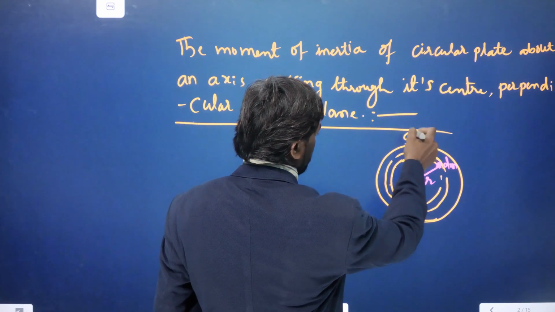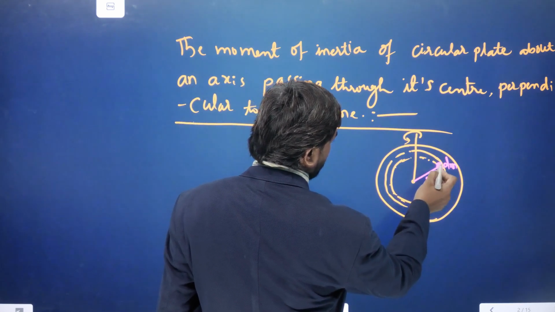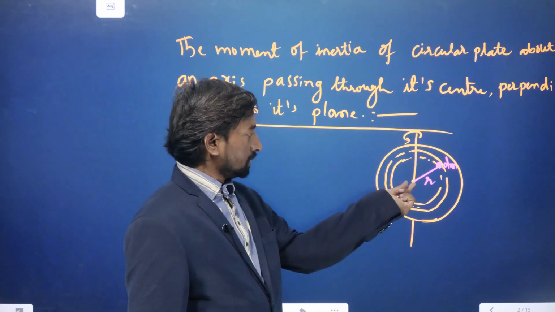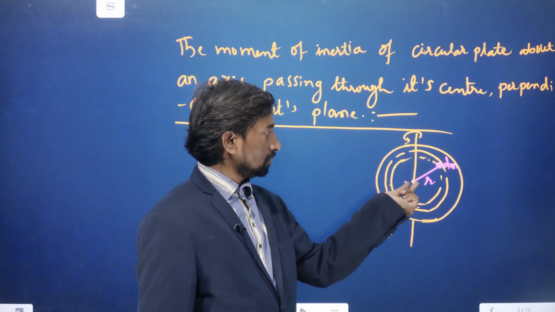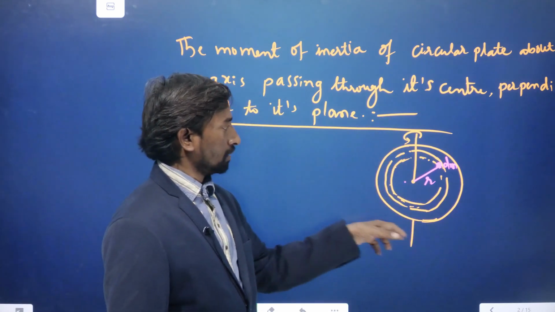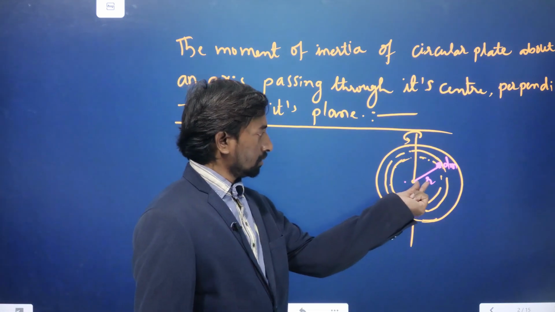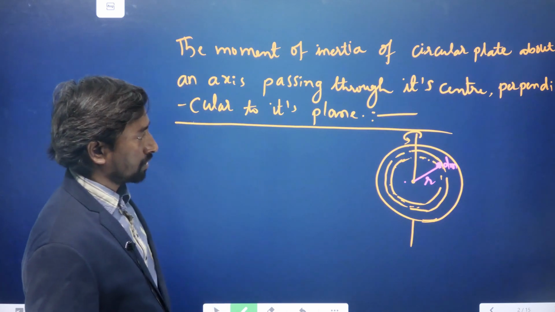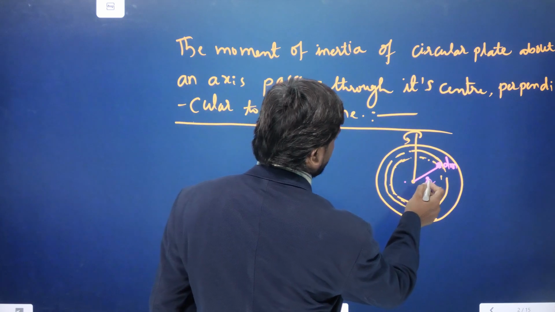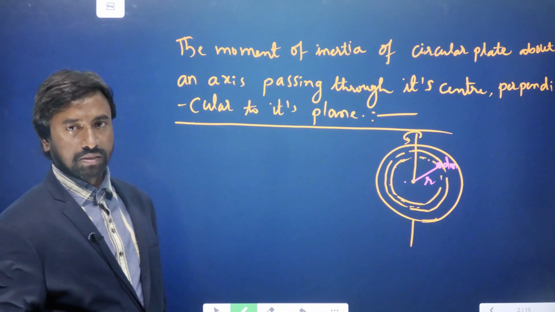About this axis it is rotating, no? About that axis, with r and the dm mass of the body, it is spreading from the center to the circumference of the circular plate. So the mass will be spread from here to the radius at the circumference. Suppose it is taken here, this is an r distance. r will be the perpendicular distance, and dm is the mass considered there.